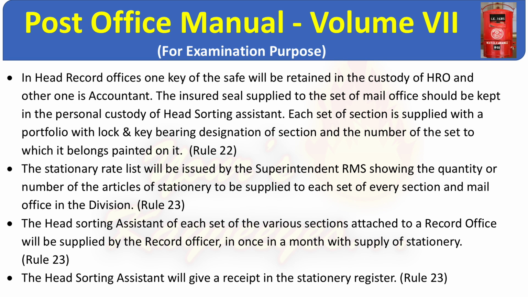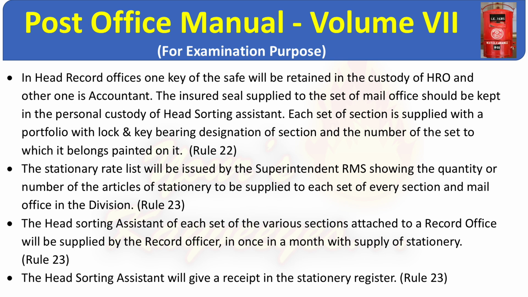In record offices, one key of the safe will be retained in the custody of the HRO and the other one with the accountant. The insurance seal supplied to the set of mail office should be kept in the personal custody of the head sorting assistant. Each set of section is supplied with a portfolio with a lock and key bearing designation of section and the number of the set to which it belongs painted on it.